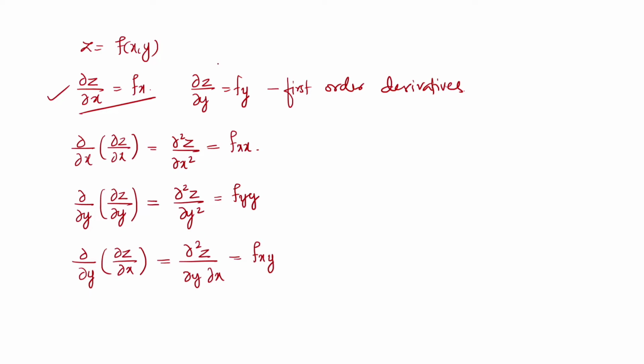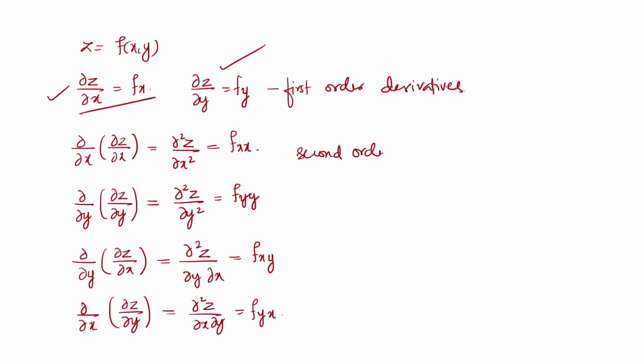And one more thing, we can also differentiate this dou z by dou y with respect to x. That is, we can write like this, dou by dou x of dou z by dou y. Okay, now this is equal to dou square z by dou x dou y. That is, we are differentiating this fy with respect to x again. Therefore, it is fyx. Okay, all these are second order derivatives.